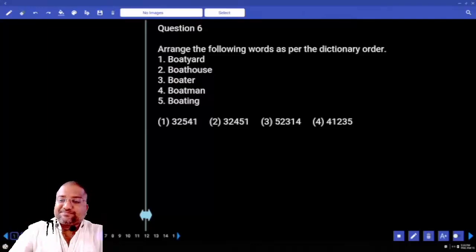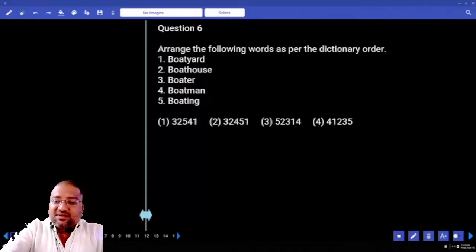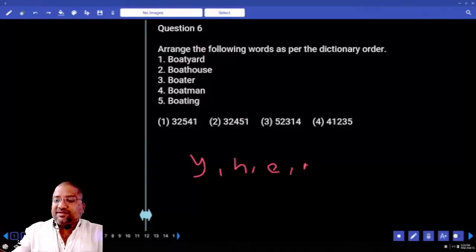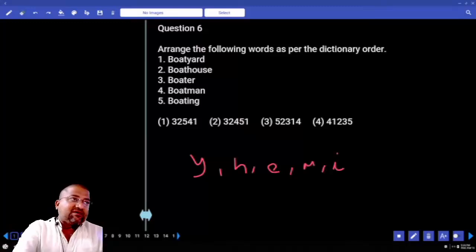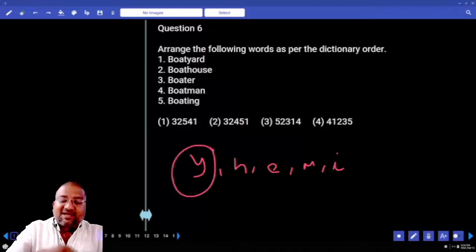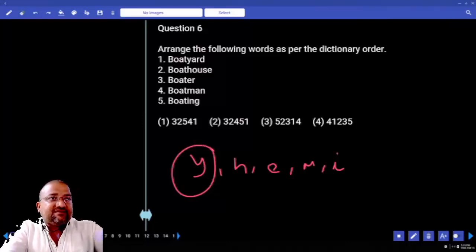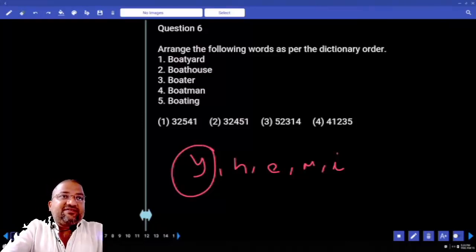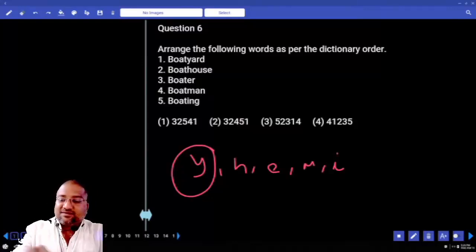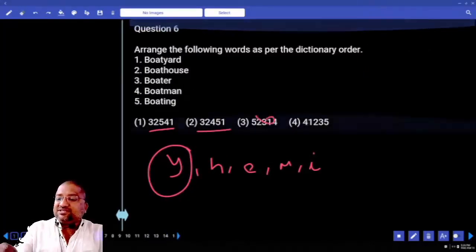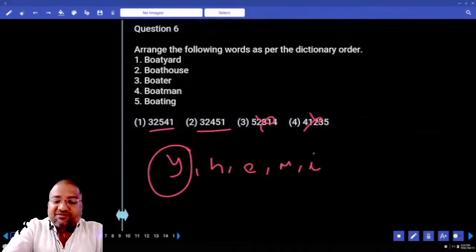This is Y. Then H, E, M, I. Obviously, Y will be last. And 100% guarantee your answer should end with 1. How many options are there where your answer is ending with 1? Either this or this. These two are useless for us. Observe carefully. 3, 2, 3, 2.